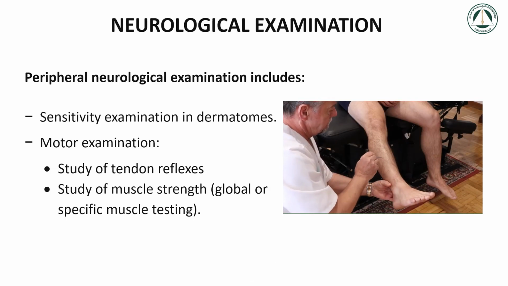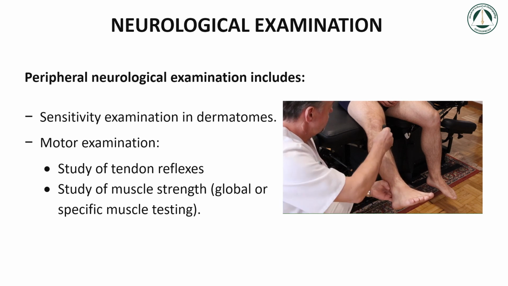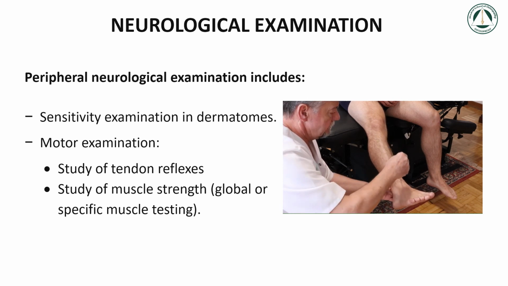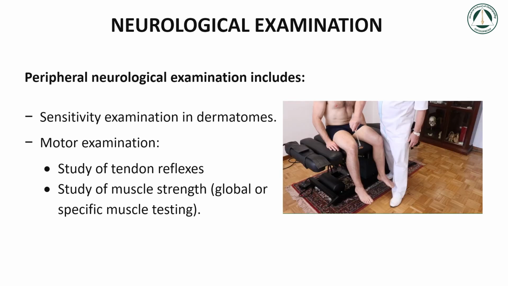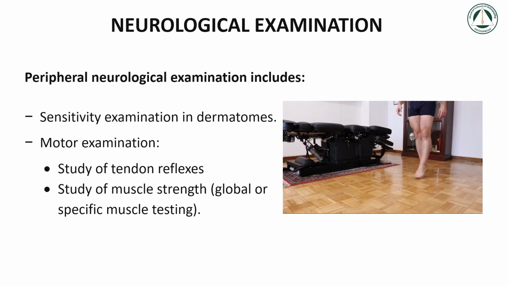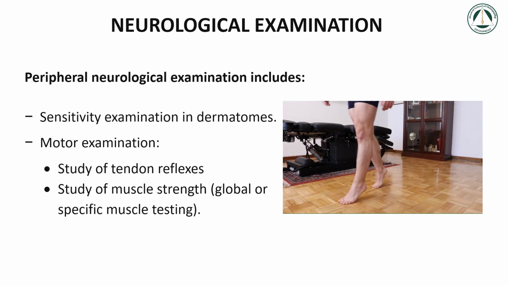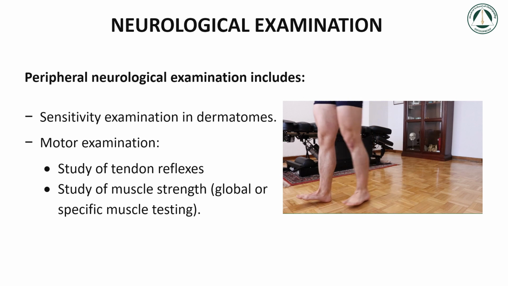In case of sciatica, the peripheral neurological examination includes determining the importance of neurological disorders: sensitivity examination in dermatomes, motor examination, study of tendon reflexes, study of muscle strength, global or specific muscle testing. It can be completed by an electromyogram to appreciate the type and importance of the deficit.